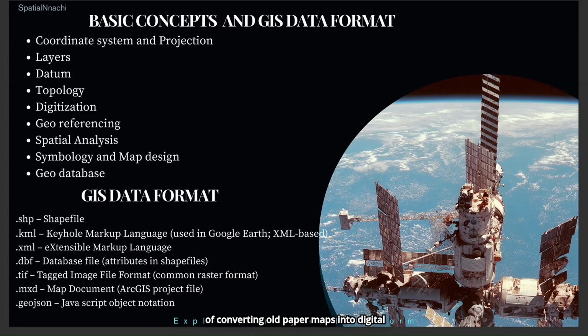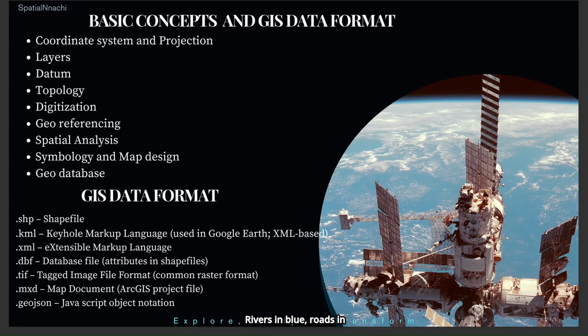Digitization is the process of converting old paper maps into digital data, drawing points, lines, or areas on a screen. Georeferencing aligns scanned images to real-world coordinates so they fit perfectly on your base map. Spatial analysis lets us answer powerful questions like what's near what or where something is happening most. Symbology and map design gives meaning to what you see.